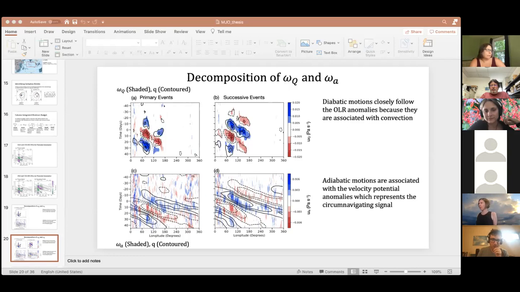So you're thinking the planetary scale MJO signal is associated with these adiabatic motions, but the diabatic motions are confined to the warm pool in the Indian Ocean, so those are higher wave number for that reason. That also relates to your theory of the MJO. Yeah, that's right. Well, I'd love to chat more about that.